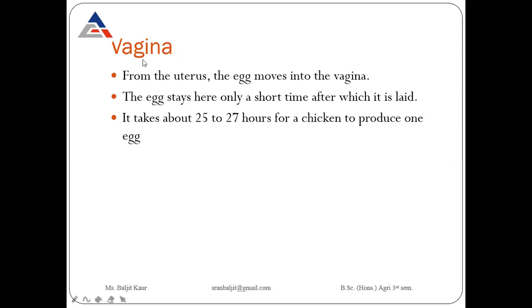The last part is the vagina. From the uterus, the egg moves into the vagina. The egg stays here only for a short time, after which it is laid. It takes about 25 to 27 hours for a chicken to produce one egg. So these are the five parts where the egg is developed, and then it is laid from the chicken's vagina.